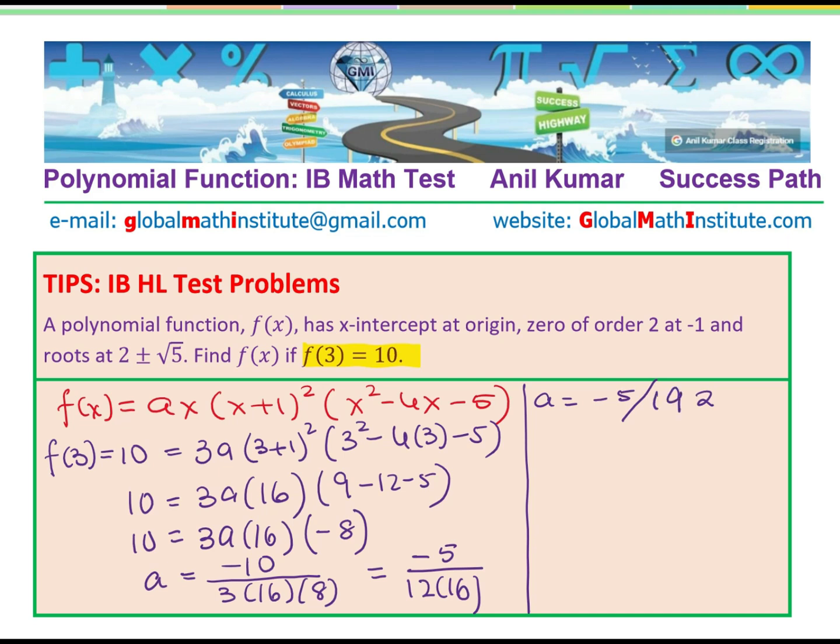So we could write the expression as the function f of x is equal to minus 5 over 192, times (x plus 1) whole square, and then we have the term x square minus 4x minus 5 as our polynomial, correct? You can calculate, right? There could be some errors here. So that becomes the polynomial for us. I'd like you to check these calculations, finding the value of a, and I hope it makes sense.